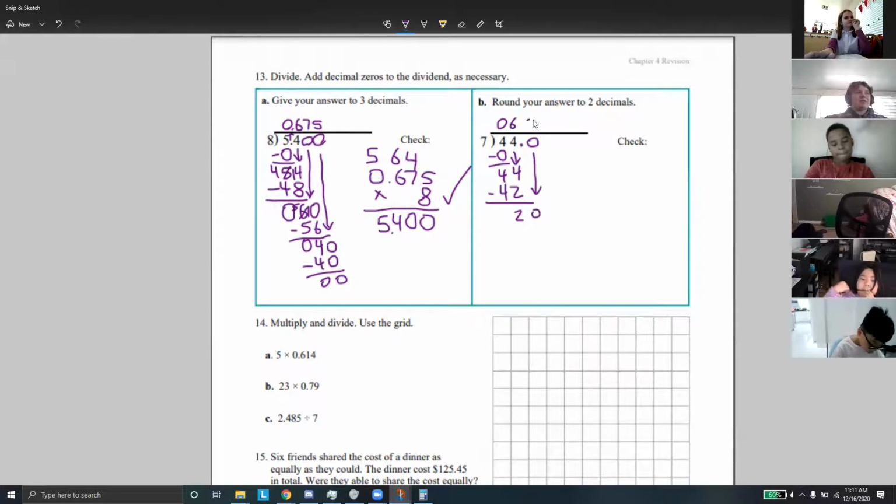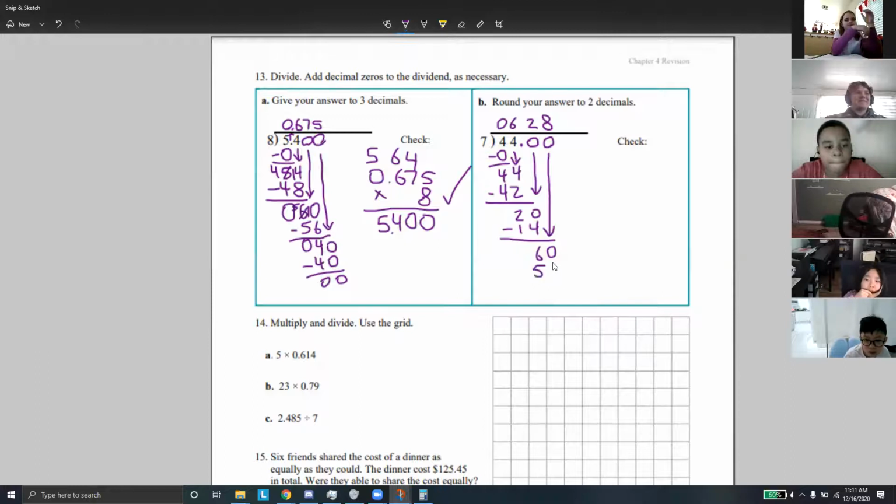7, 14, we can only go in twice. 7 times 2 is 14. Have a 6. This is a lot of math. It's all about the learning. This is going to be what, an 8? That sounds about right. Why is Math Mammoth harder than Eureka? 8, 16, 24, 32, 40, 48, 56.